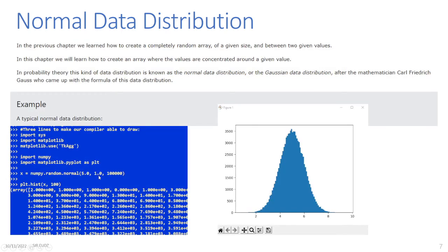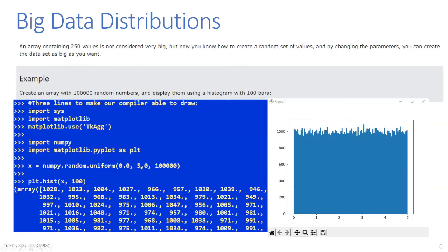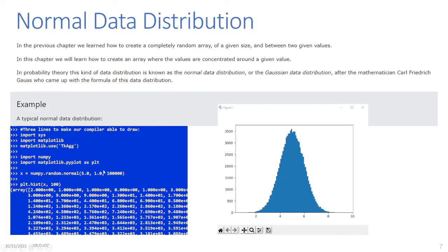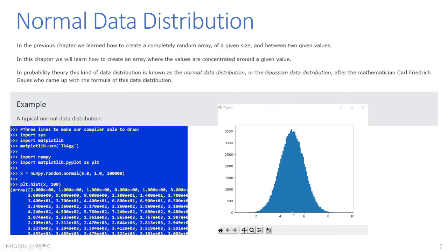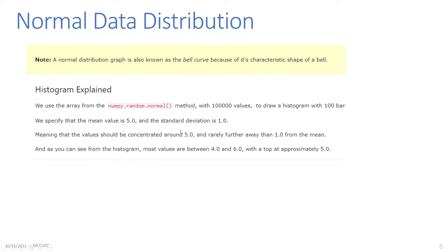So it's different from the uniform one, which uses a limit, but here we use the deviation. So 1 as the deviation. So here, in a way, it is explained. Use the array from the NumPy random normal method with 100,000 values to draw a histogram with 100 bars, and we specify that the mean value is 5. So that's the mean, that's the average. That's why you notice here, that's the mean, that's the center. And the standard deviation is 1.0.